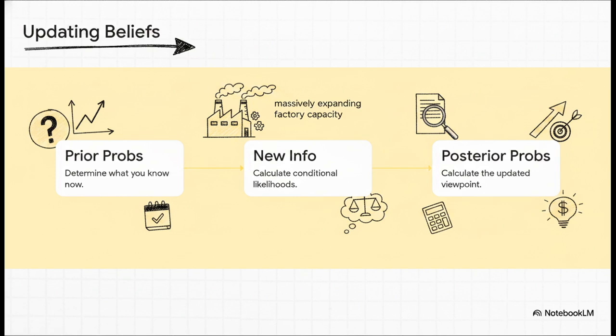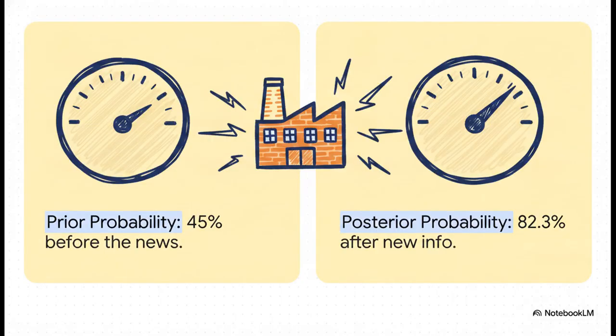But then, step 2, you get new information that they are massively expanding factory capacity. You have to ask yourself, what is the likelihood a company expands its factories if its sales are falling? Highly unlikely, right? We use that conditional likelihood to update our belief. When we use Bayes' formula to process that factory expansion, wow, look at how dramatically our investment thesis shifts. Our confidence in an earnings beat jumps from that initial 45% to a massive 82.3%.